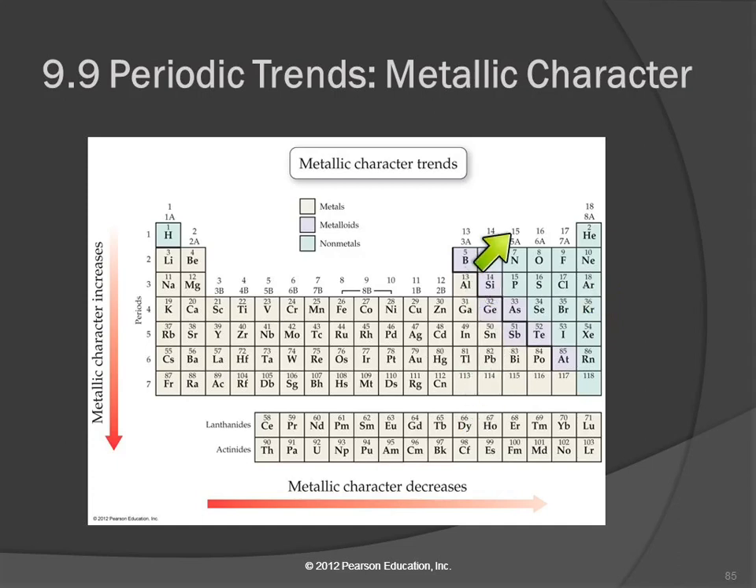Pick a column like 15. Nitrogen's a nonmetal, nonmetal, semi-metal, semi-metal, metal. As we're going down, metallic character is increasing. So if you just look at where the metals and nonmetals are, you can figure out that one. That's the same as atomic size. It's the opposite of ionization energy. So there's multiple ways to remember these things. You just have to figure out what's going to stick in your own head.